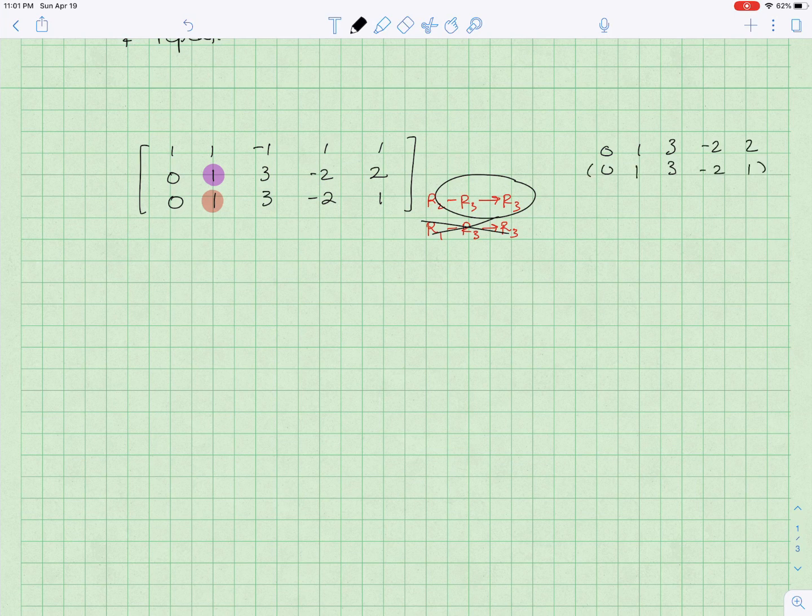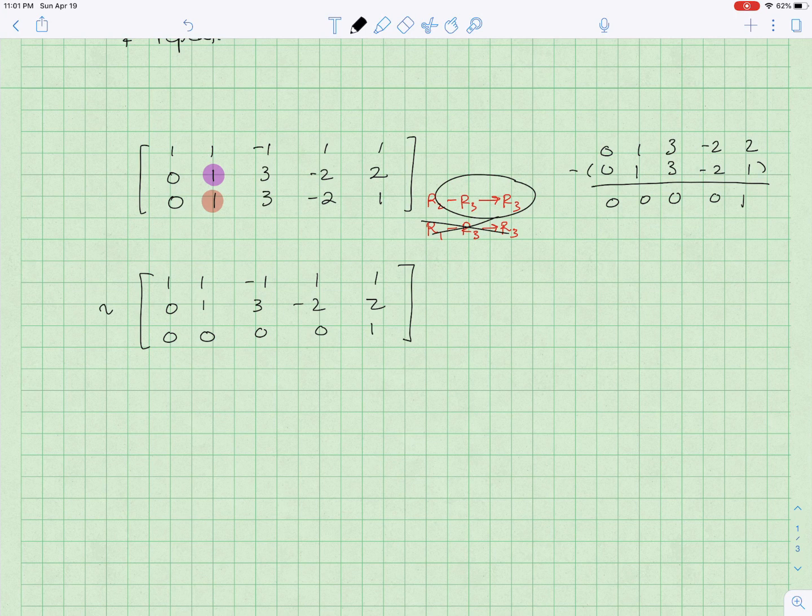And we're going to subtract. And that's going to give us 0, 0, 0, 0, 1. And so this is row equivalent to 1, 1, negative 1, 1, 1, 0, 1, 3, negative 2, 2, 0, 0, 0, 0, 1.